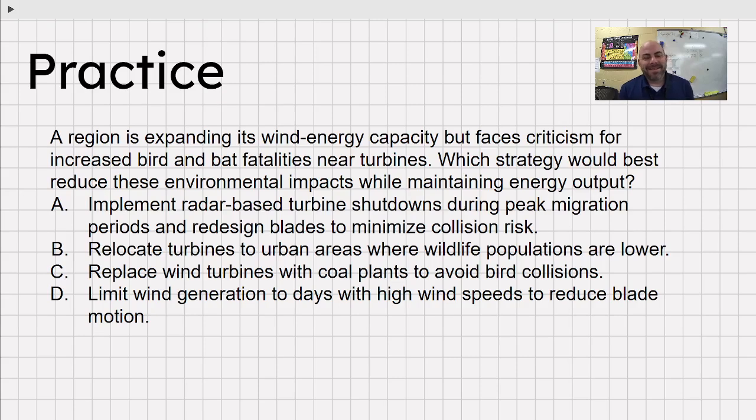I mean, no. Replace wind turbines with coal plants. Yeah, that'll do it. That completely mitigates bird collisions. Obviously, this is not a good choice. Limit wind generation to days with high wind speeds to reduce blade motion. That's just not. A is the right answer here. The idea of radar-based turbine shutdowns is really neat, right? And so that would be another mitigation strategy that we didn't discuss. Peak migration periods as well. A is the correct answer.